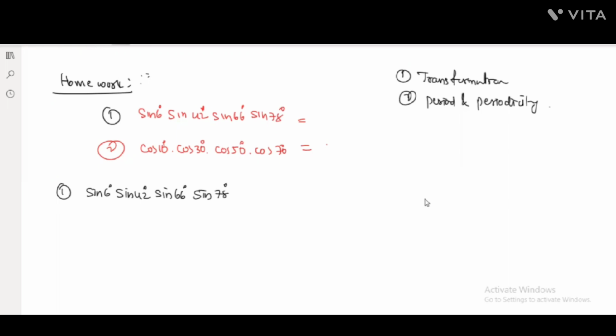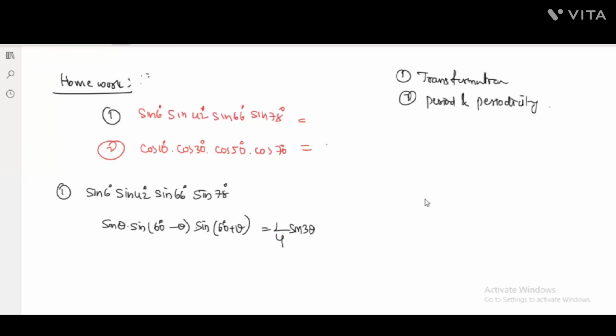So if you look at this, what we have here. We know the formula: sine theta into sine 60 minus theta into sine 60 plus theta is equal to 1 by 4 sine 3 theta.